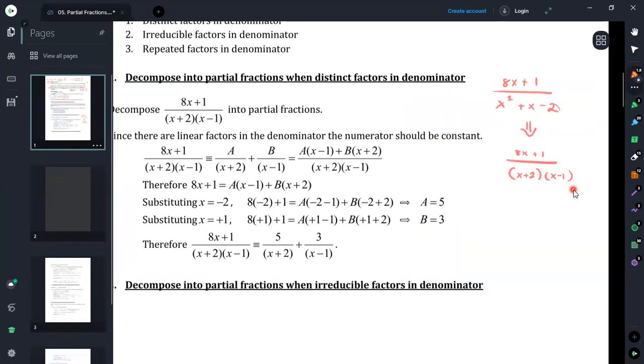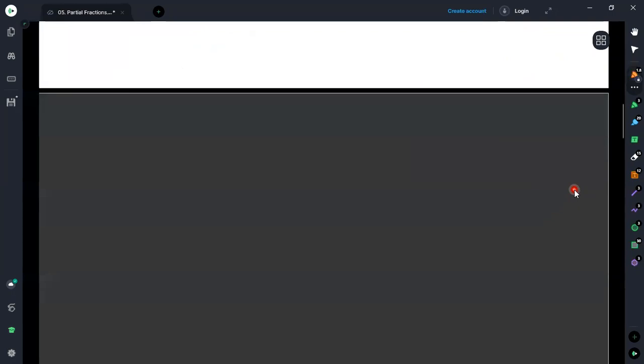Okay, if I write it in this way, here what we had was 8x plus 1 over x plus 2 and x minus 1. Now what we can do is first factor out the denominator. Then we can write down the factors separately. It is x plus 2 and we can have the addition.